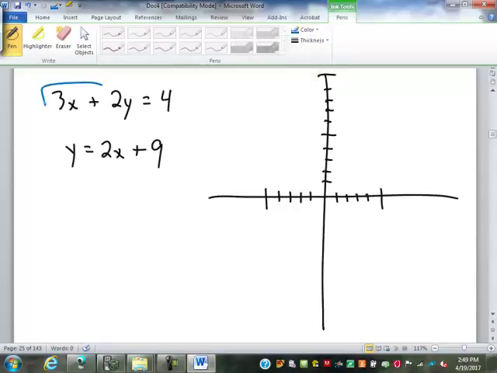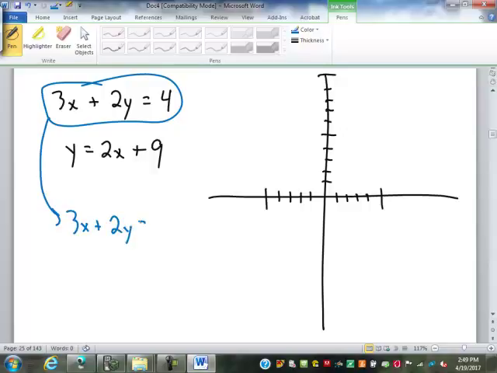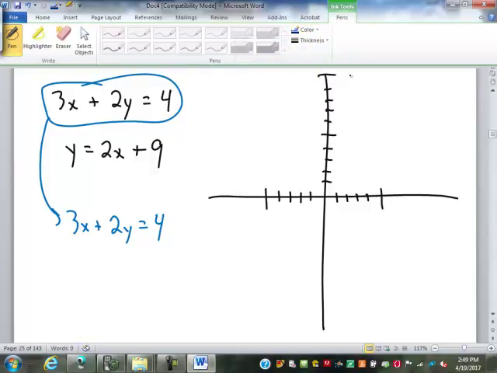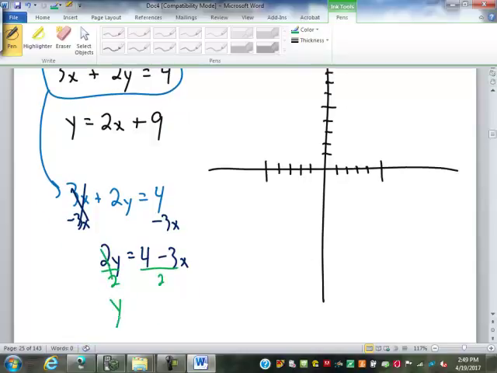the top equation, is that ready to graph? No, so we're going to have to work with that a little bit. So 3x plus 2y equals 4. Where do we have to start working with that one? Perfect. We subtract the 3x. So we're left with 2y here. 4 minus 3x is 4 minus 3x. Then what? Divide by 2. So we have y by itself here.